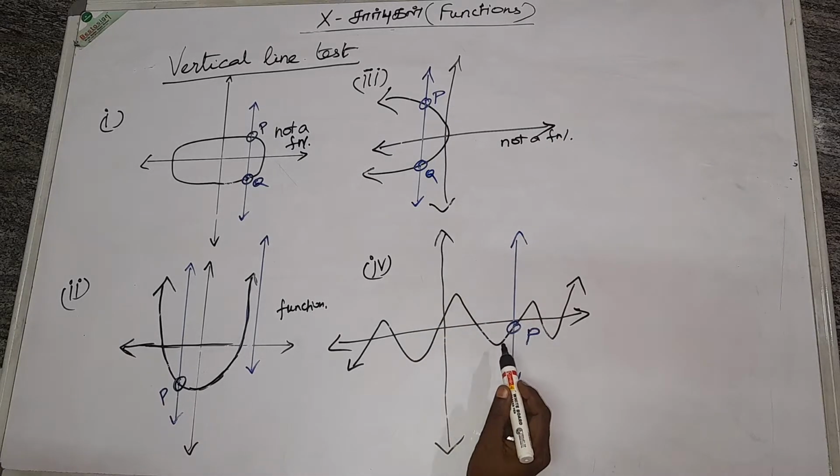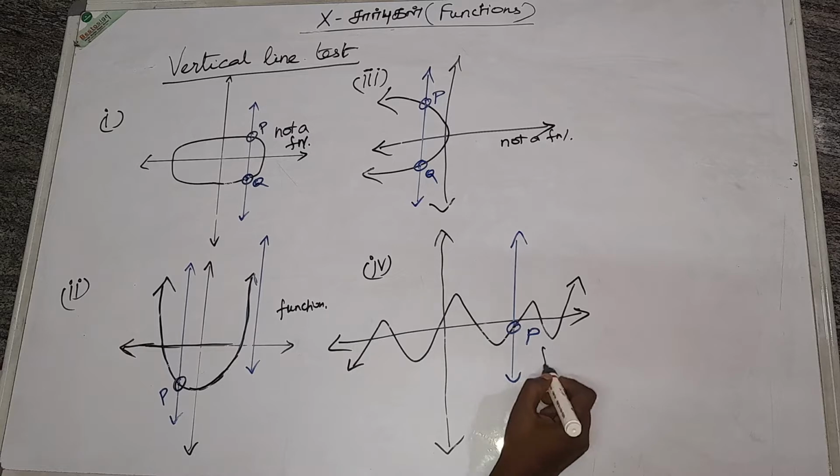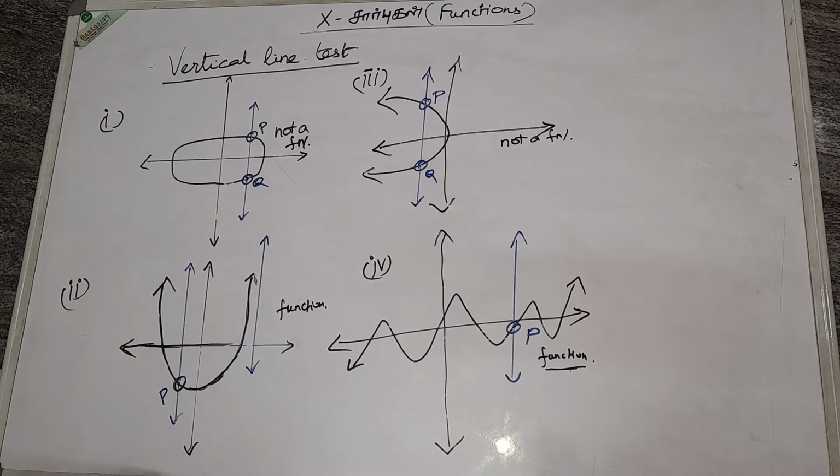And the fourth one, if you draw the vertical line, it will cut the curve in only one point, at most one point, so we can say this one represents a function. Okay, this test is called the vertical line test. If you draw the vertical line and it touches only one point in the curve, then we can say such a diagram represents a function, otherwise it is not.